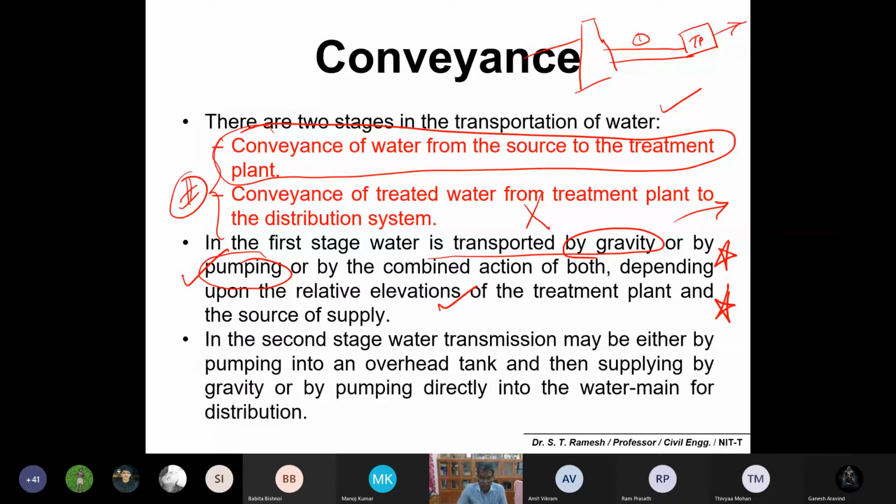Predominantly, in most cases they may avoid pumping because sometimes it creates a lot of pumping cost. So as much as possible, just find a location where you can take the water by simple gravity.